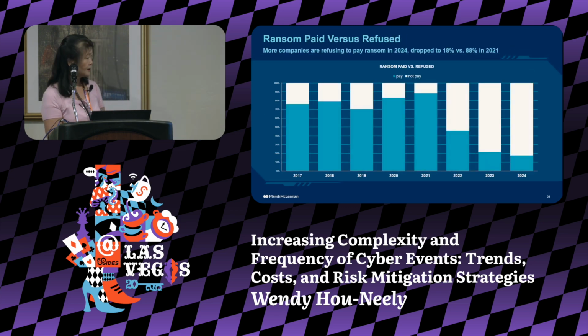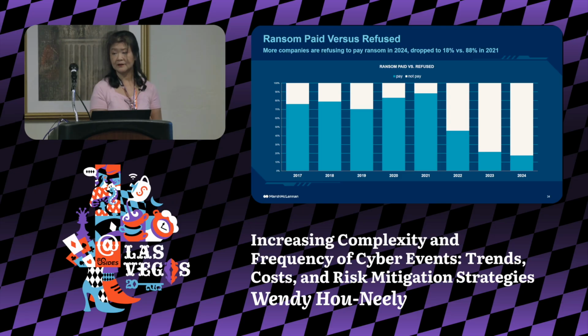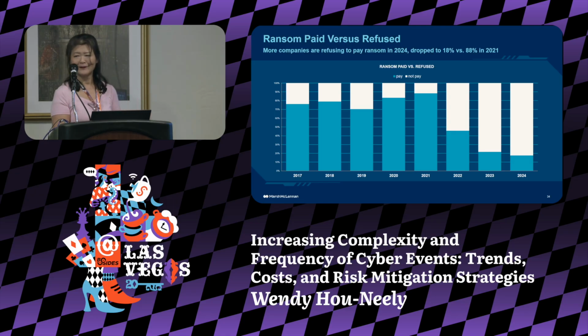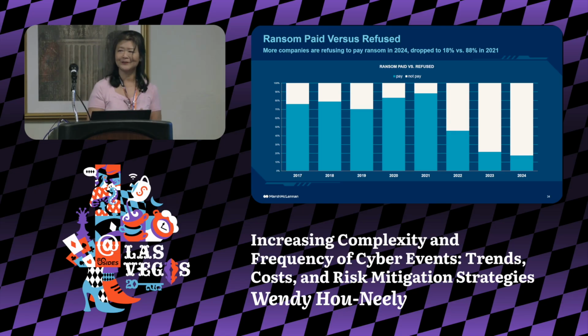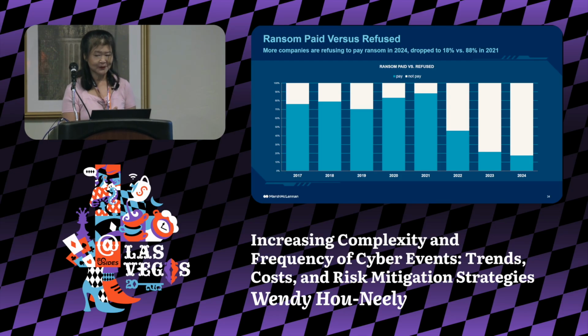In terms of percentage of people that pay ransom, I get a lot of companies asking, what are other people doing? Are they paying or are they not paying? I want to know how many of them are paying. So there's the graph of who's paying, who's not paying. You can see from 88% in 2021, they paid. By 2024, it's only 18%. So it is getting better in terms of paying. Companies are not paying because their controls are getting better.